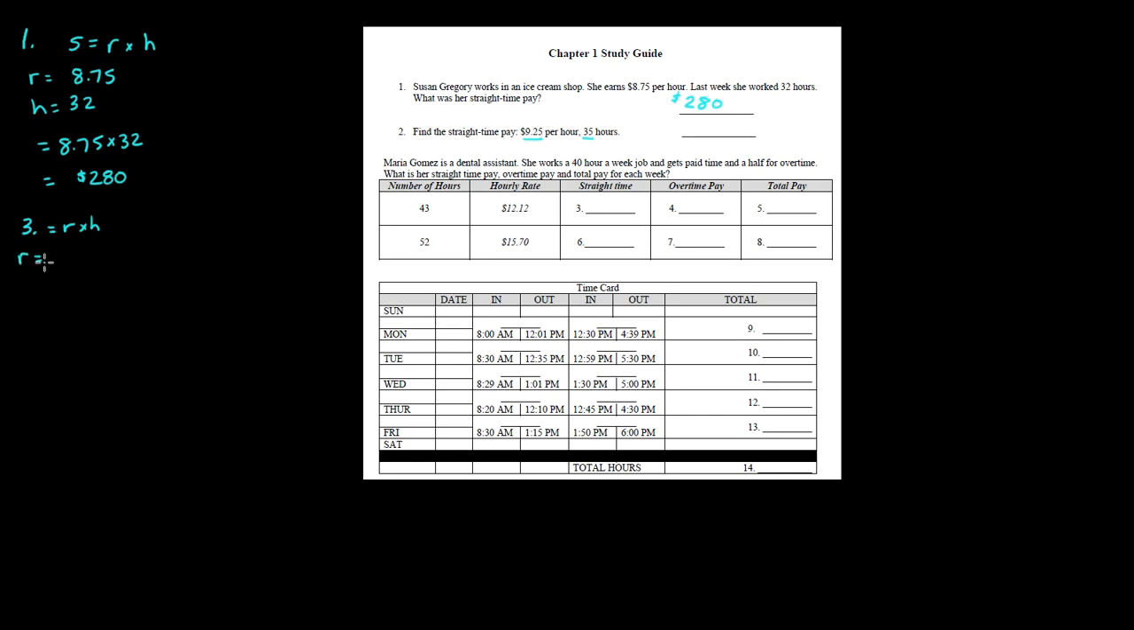In this case, our R, or our rate, is $12.12 per hour. Our H would be our hours worked. Now here, regular pay is up to 40 hours in a week. Everything over that is overtime. So my hours here for regular pay is 40. So I will go $12.12 times those 40 hours. When I multiply that, it will give me my straight time pay, or my regular pay, which is $484.80.